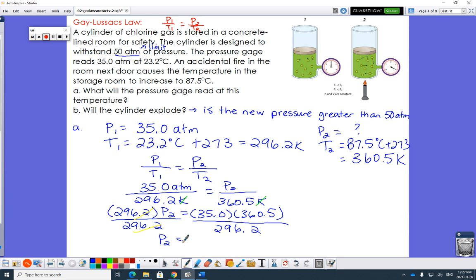So this one I showed a little bit different. You can do this all at once in your calculator. I encourage you, sometimes some calculators are tricky, to do this times this, either use brackets or push equals and then divide. Don't just do 35 times 360.5 divide by 296.2. The more instructions you give your calculator, the better it will go.